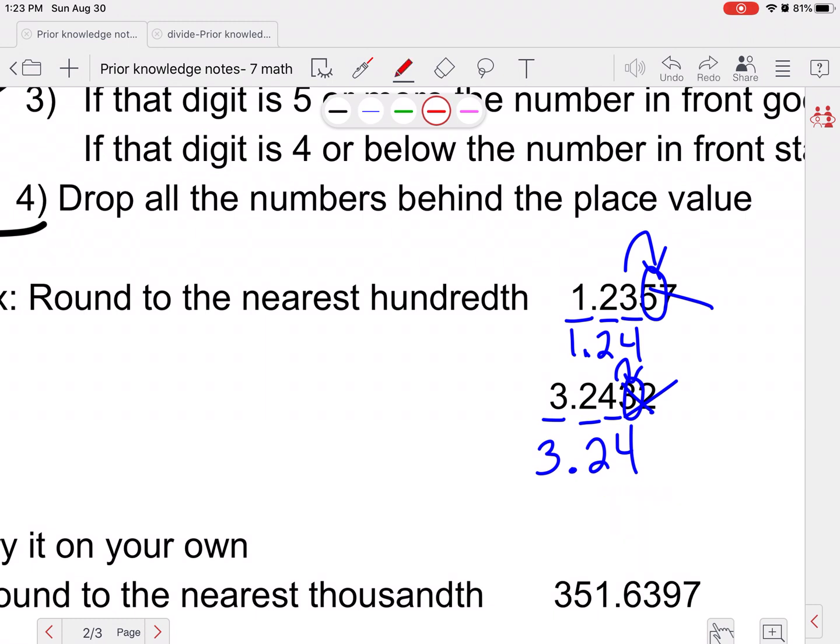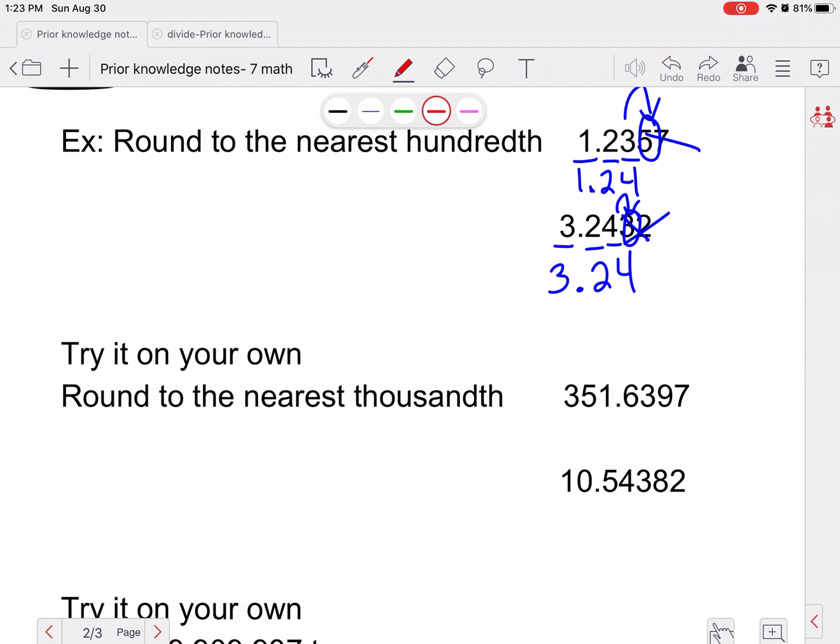Okay. So go ahead and try this on your own. So round to the nearest thousandth. So remember, this would be ones, tenths, hundredths, thousandths. So we're going to look at the 9. Okay. So go ahead and try that one. There'll be a question on Edpuzzle and answer it.